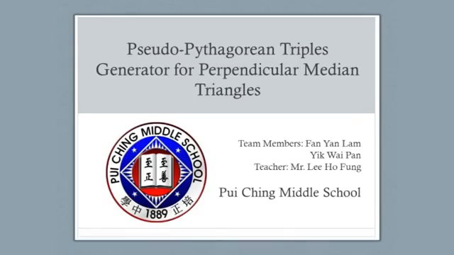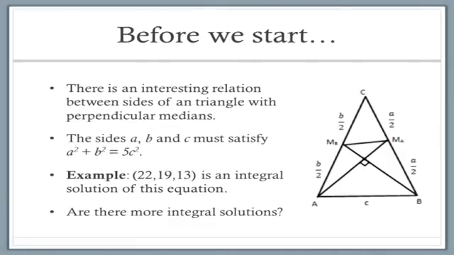Today our topic is about a pseudo-Pythagorean triple generator for perpendicular median triangles. We start with finding a very interesting property about a triangle with a pair of perpendicular medians. The side lengths a, b, and c must satisfy the governing equation a squared plus b squared equals 5c squared. And we find an example of an integral solution of this equation, which is 22, 19, and 13.